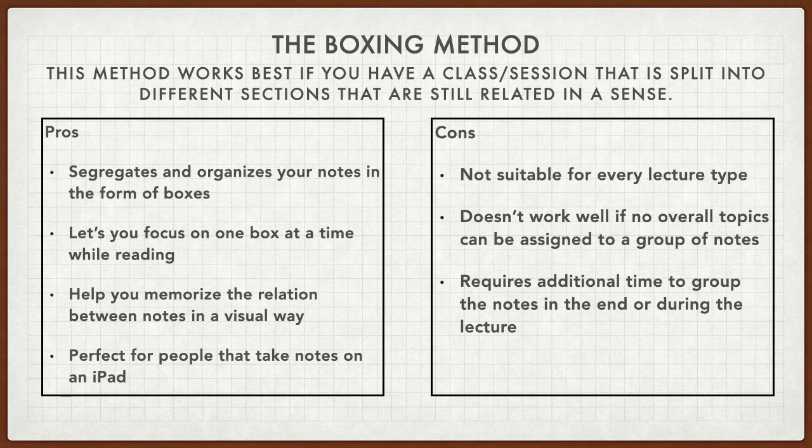You don't have to read the entire thing, which was needed in the Cornell method and the outline method. In those, you'll have to look, segregate and understand where that particular information is. But here, you can just focus on one particular thing at a time, depending on what you need. It helps you memorize in a relatively easier way. I hope many of you are studying digitally and taking notes on your laptops or iPads or whatever device you have. I can assure you that it's the best way to take notes on an iPad or a tablet.